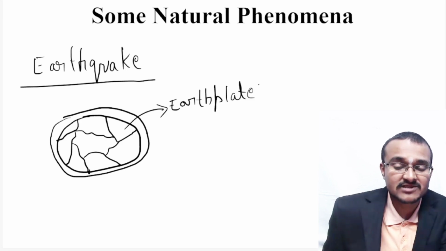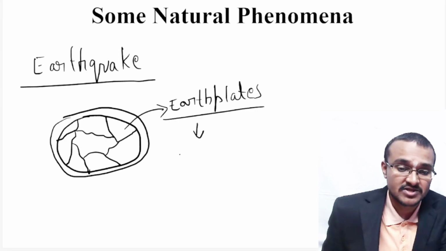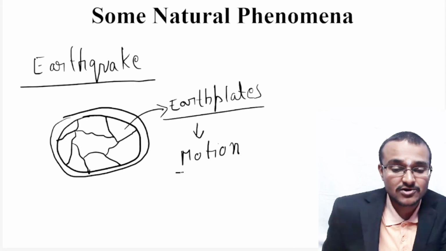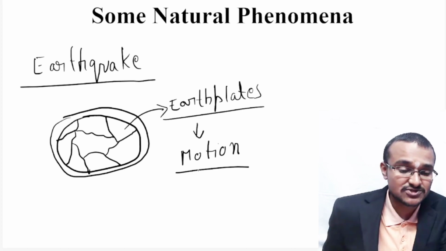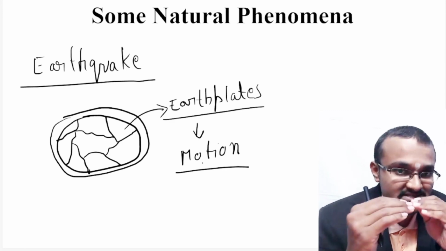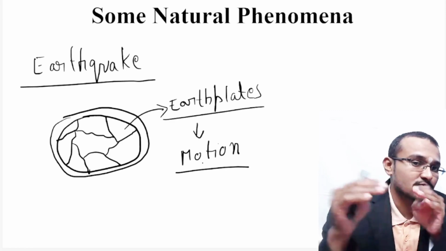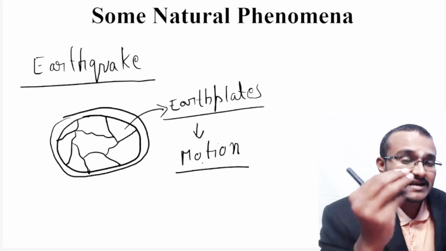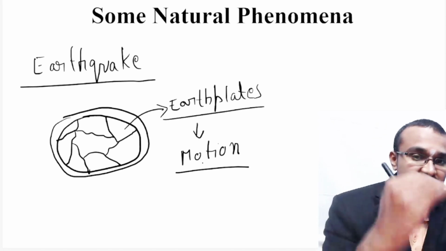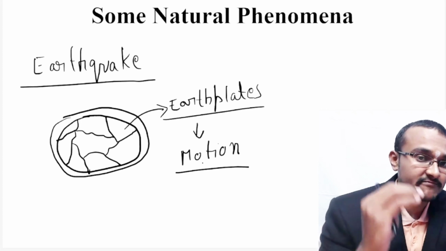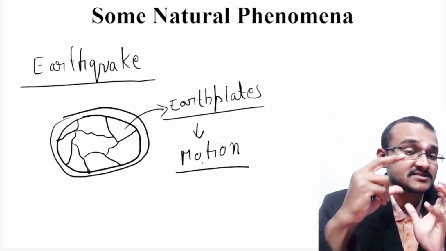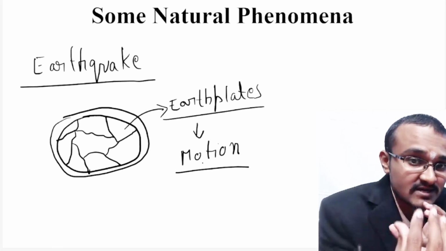These earth plates are in constant motion. When they are in constant motion, they sometimes collide with each other, or sometimes they brush against each other. When they brush or collide, there will be an earthquake on the surface of the earth. So now you should think that the surface of the earth is not a single piece.